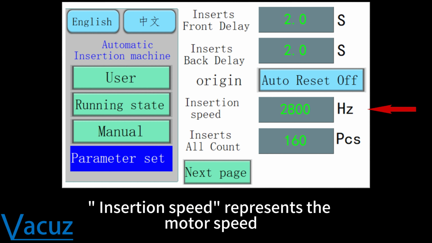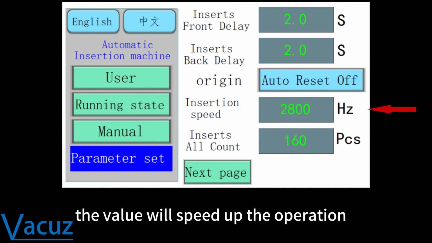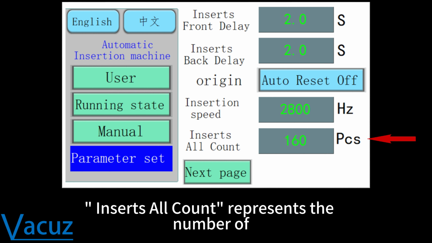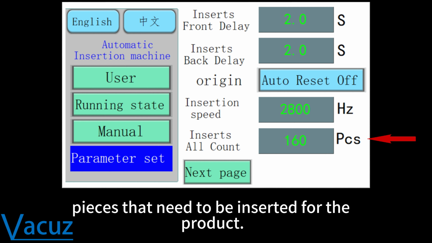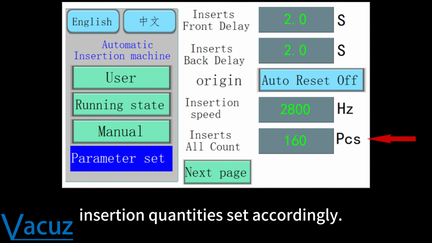Insertion speed represents the motor speed during the insertion process. Increasing the value will speed up the operation, while decreasing it will slow it down. Inserts all count represents the number of pieces that need to be inserted for the product. Different products can have different insertion quantities set accordingly.